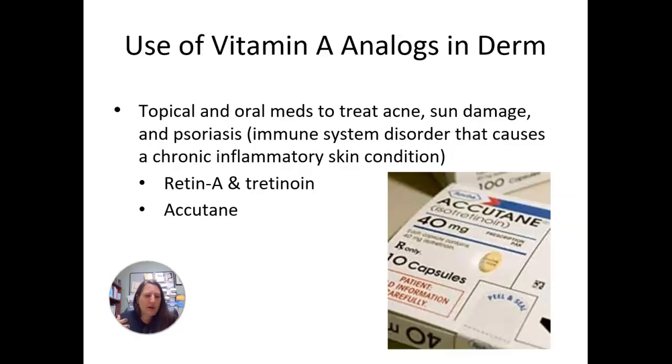And so you may have heard of Retin-A, retinol, or tretinoin is a common one, and then Accutane. Retin-A and tretinoin are both topical creams, again, that individuals can use to treat acne scarring, sun damage. And then Accutane is usually taken by individuals to treat acne, so cystic acne. So again, we've got vitamin A analogs that can be used in dermatology.